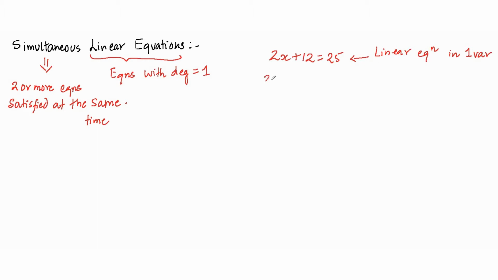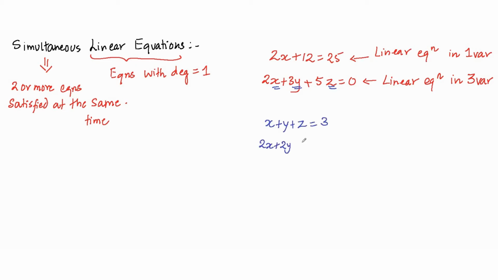And if I take the equation 2x plus 3y plus 5z is equal to 0, then this is also a linear equation. It is linear because the highest power of x, y and z is 1. So this is a linear equation in three variables, where the variables are x, y and z. So you could have three equations: x plus y plus z equal to 3, 2x plus 2y plus 3z is equal to 7, and x minus y plus z is equal to 1.